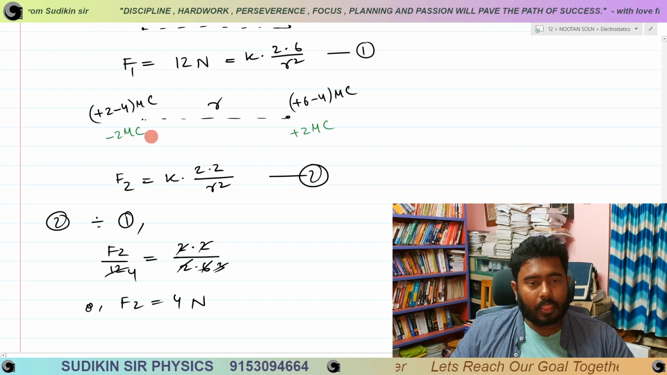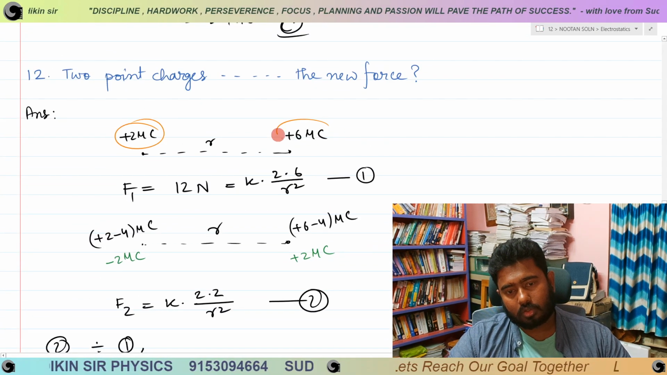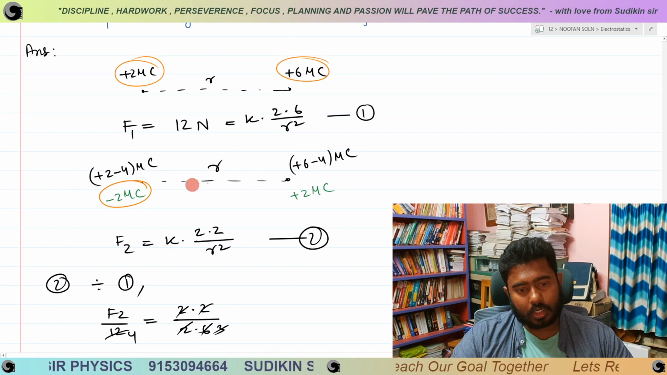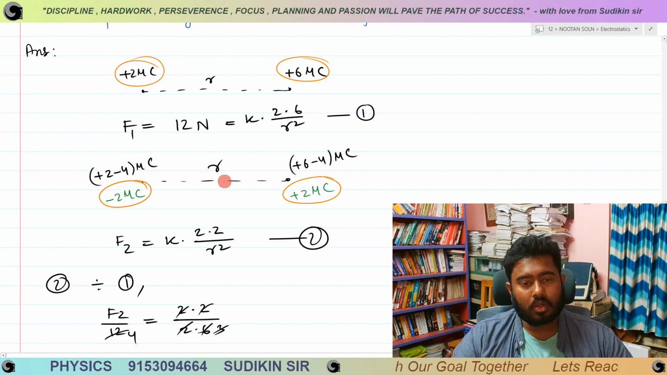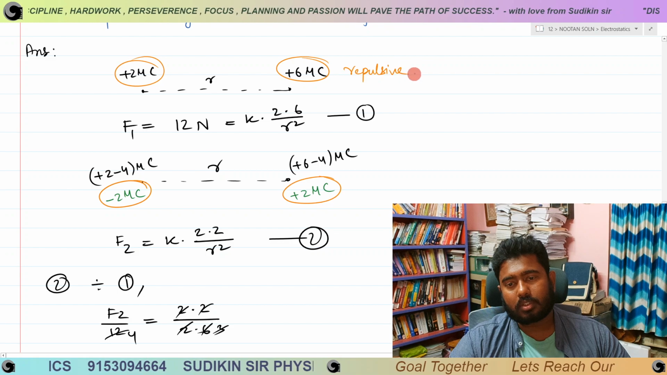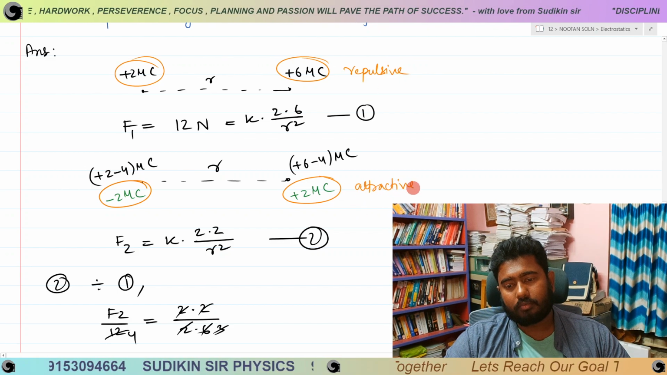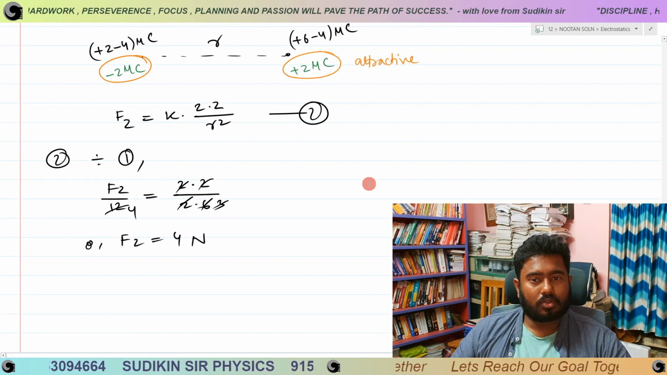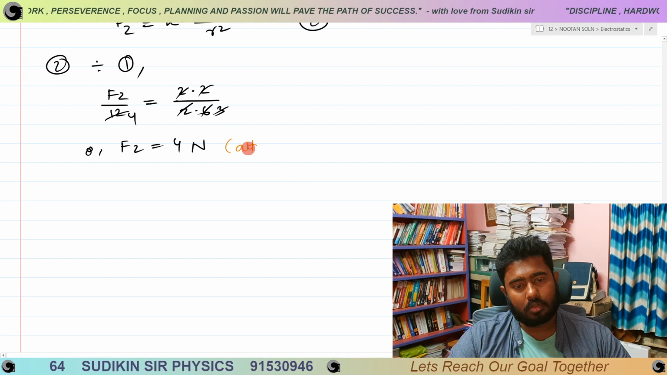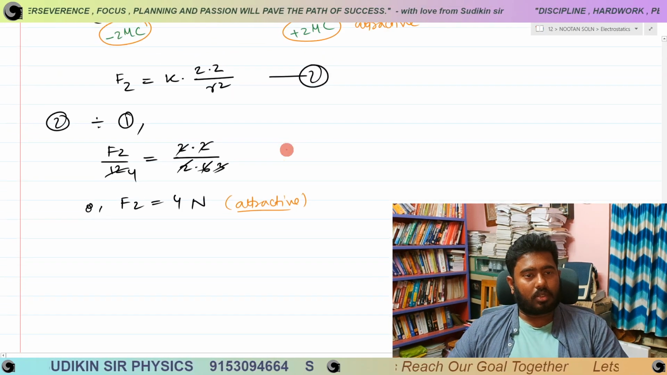And see, in the previous case, this one is also a positive charge, this one is also a positive charge, but later on one charge changed to a negative and another charge became positive. So this was repulsive in nature, this will be attractive in nature. So the answer will be 4 Newton, and that will be attractive. So this is your new answer.